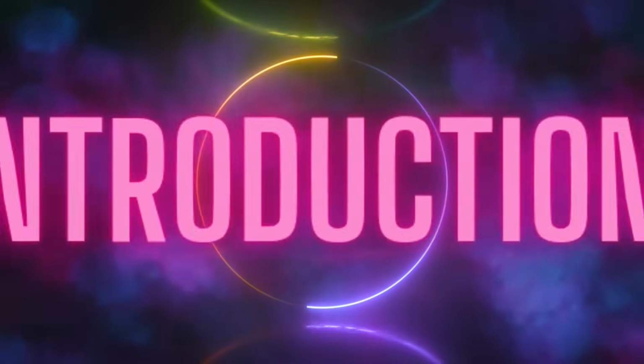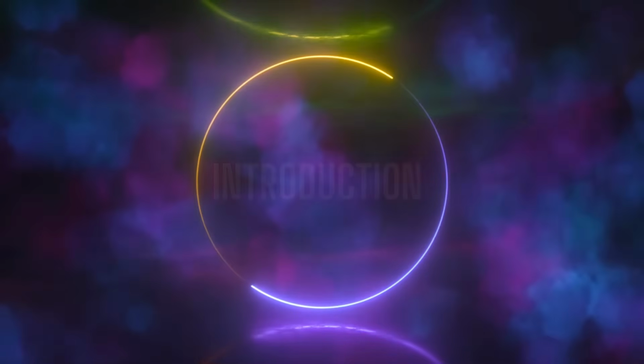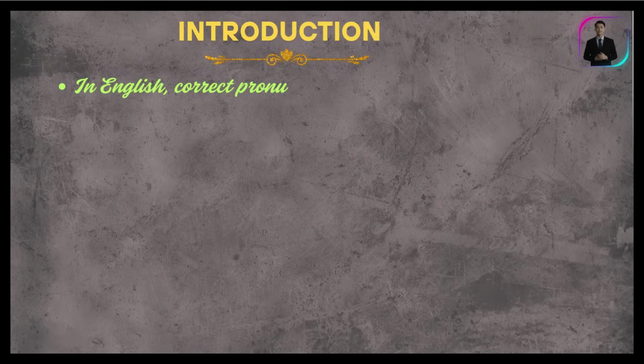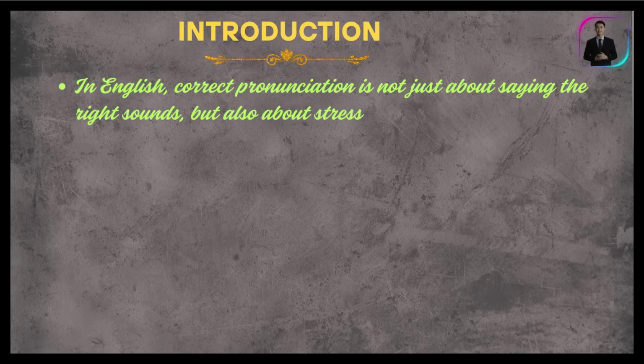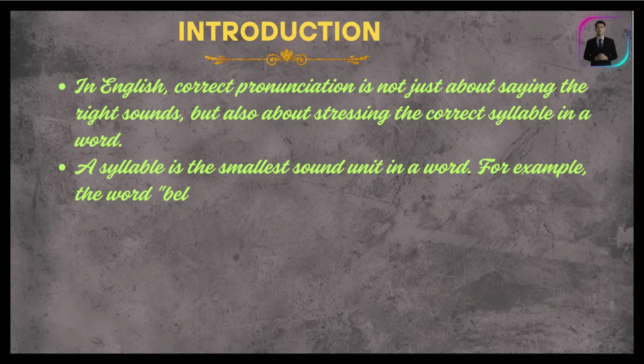Thank you. Introduction. Learn why word stress is essential for correct English pronunciation. In English, correct pronunciation is not just about saying the right sounds, but also about stressing the correct syllable in a word. A syllable is the smallest sound unit in a word. For example, the word believe has 2 syllables, be and leave.